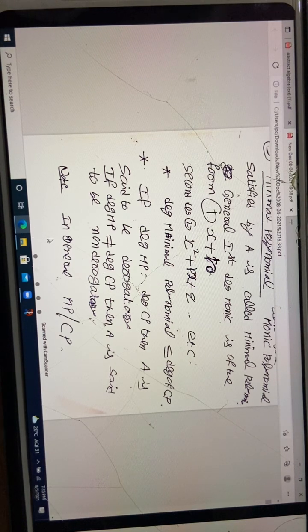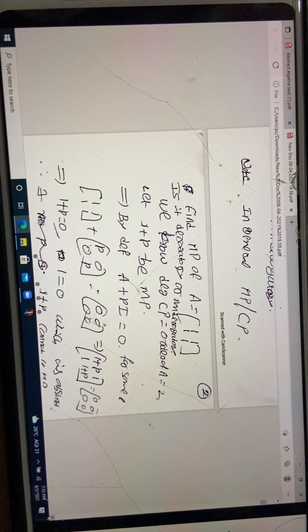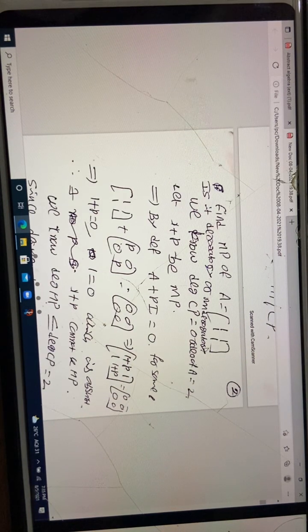In general, the minimal polynomial is always a divisor of the characteristic polynomial. In general, the minimal polynomial divides the characteristic polynomial. Find the minimal polynomial, for example. Is it derogatory or non-derogatory? We know the degree of the characteristic polynomial is equal to the order, which is 2.